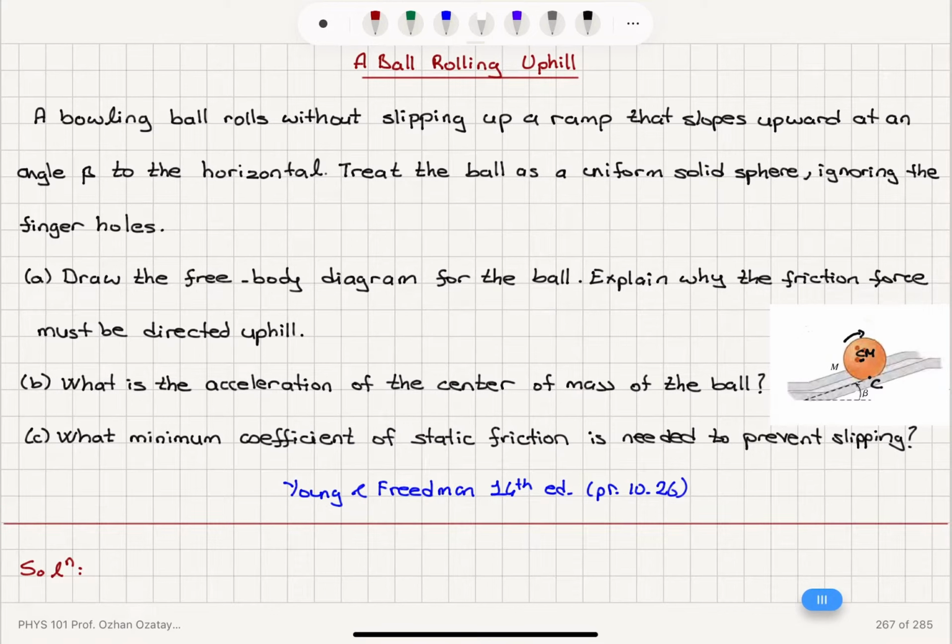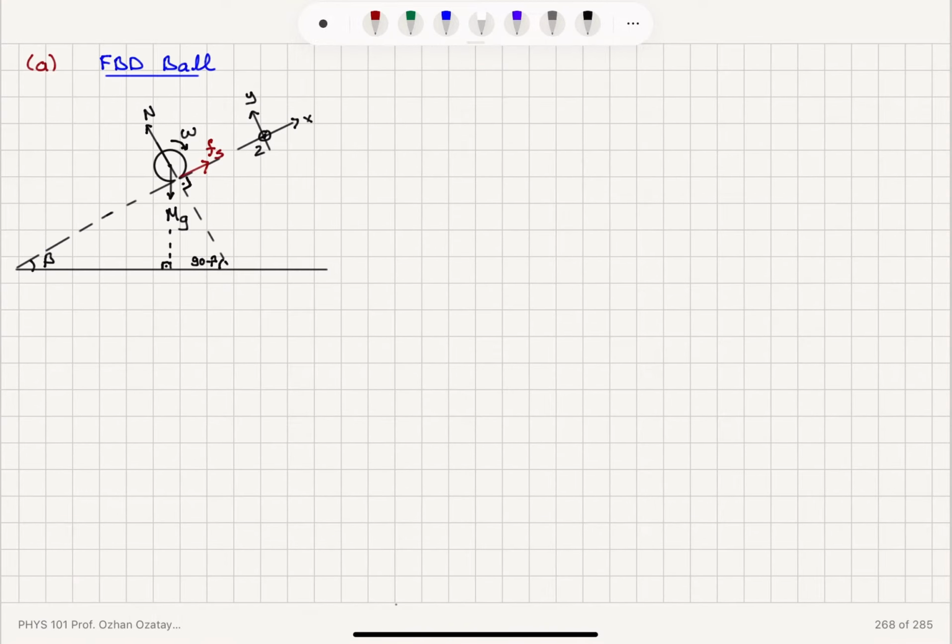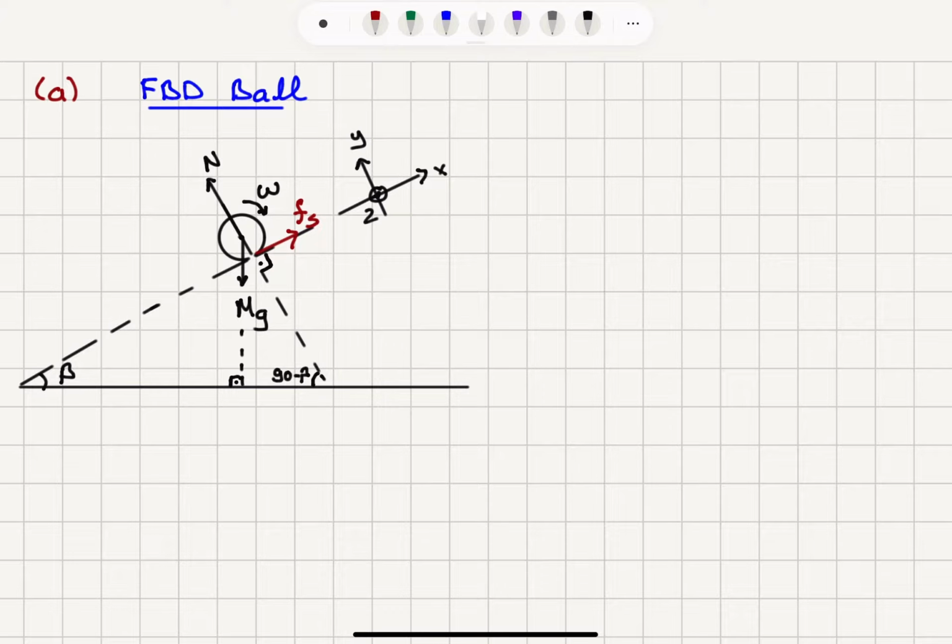Okay. Now, if we start with the free body diagram of the ball, we can set up our coordinate axes so that the x-axis coincides with the slope in the upward direction, the y-axis is the normal direction, and the z-axis is coming out of the page. And we have the weight of the ball pointing down from the center of mass, it's mg. We have the normal force from the surface.